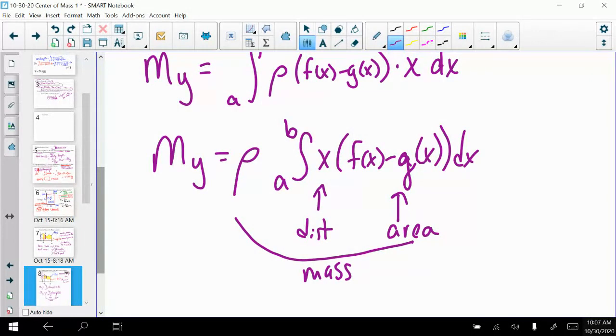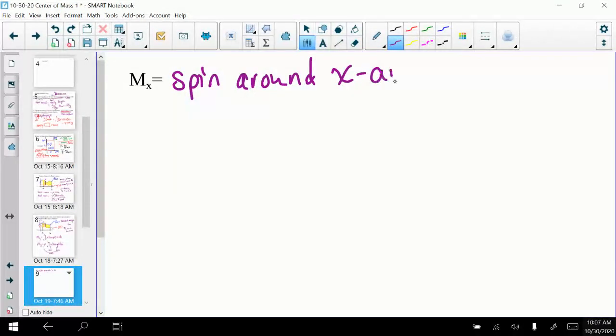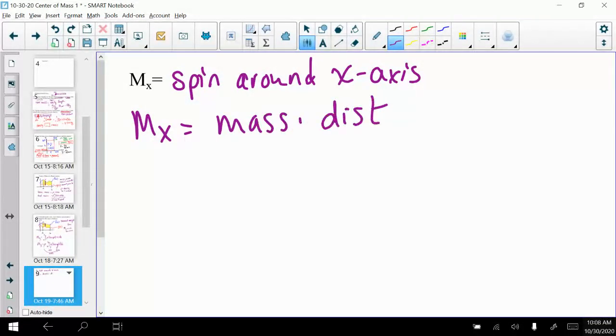So now that we have our moment about y, the reason why that's important is because then we can use that to find our x bar, but we'll get to that in just a second. Let's talk about the moment about x first. So same thing, this is like we're gonna spin around our x-axis. So we know it's gonna be a mass times a distance again. Let's think about what exactly that means in this situation.